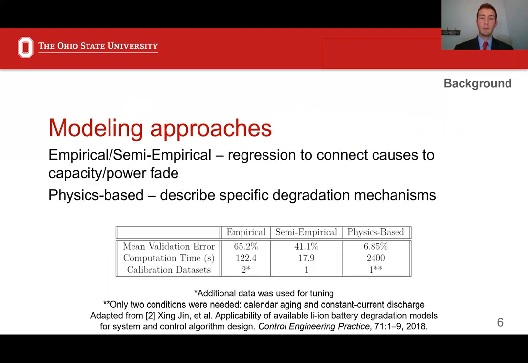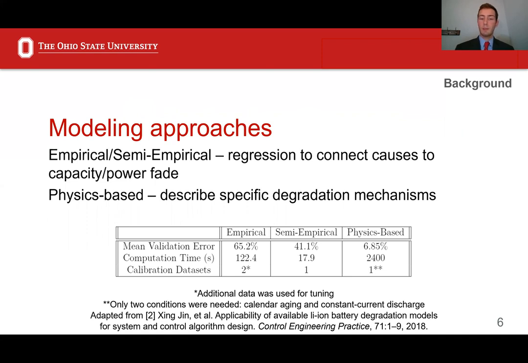There are two main modeling approaches when looking at aging. The first one are empirical and semi-empirical approaches, and these use regression to connect the causes discussed on the previous slide to the capacity and the power fade of the cell. The second approach are physics-based models, and these look to describe specific degradation mechanisms which occur within the cell. The table below compares these two different approaches in a case study.